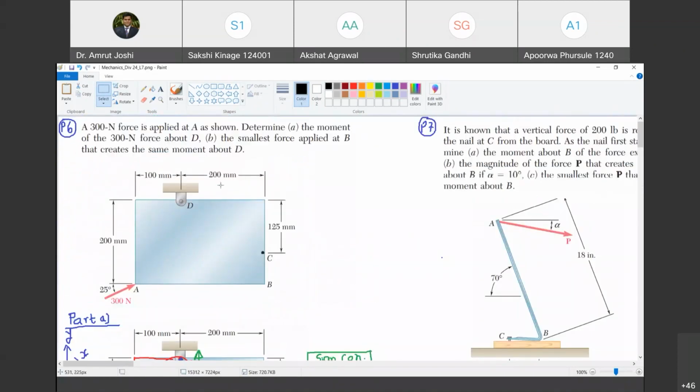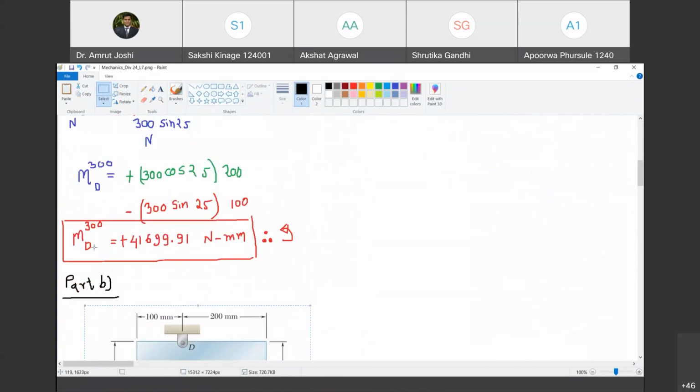Anna, what is the second part? Can you read it for me once again? Part B: the smallest force applied at B that creates the same moment about D. So same means what? Exactly the moment created by the 300 Newton force. So this is the moment created by the 300 Newton force.